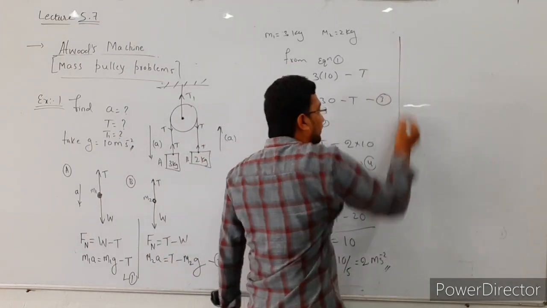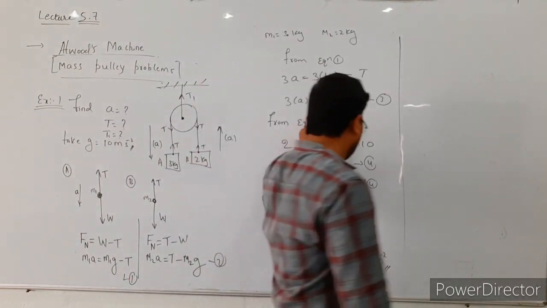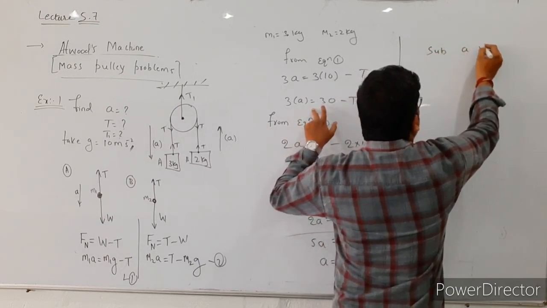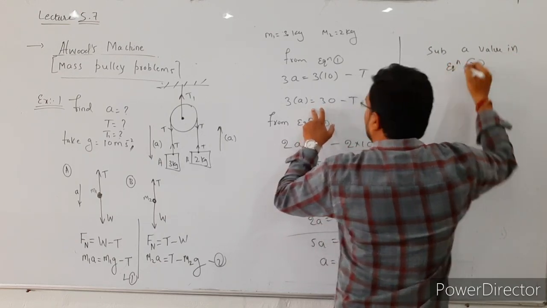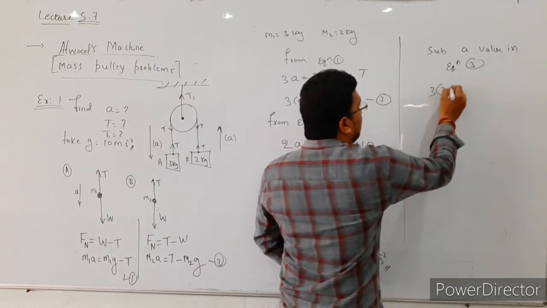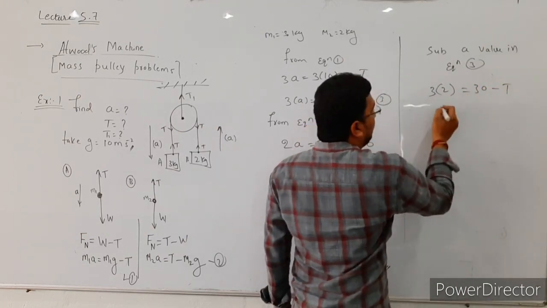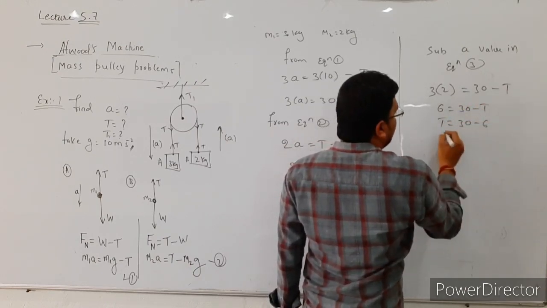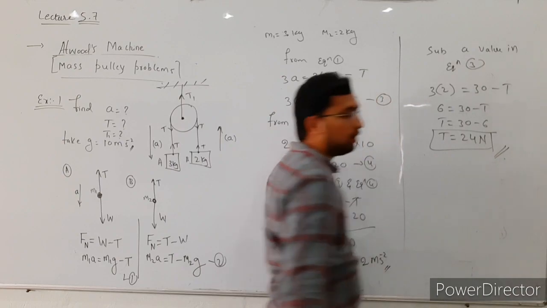If you know the acceleration, you can easily find the tension. Substitute the a value in equation number 3. What is the a value here? The a value is 2, so 3 into 2, that is 6, equals 30 minus T. Then T is equal to 30 minus 6, so T is equal to 24 Newton. The tension is 24 Newton.